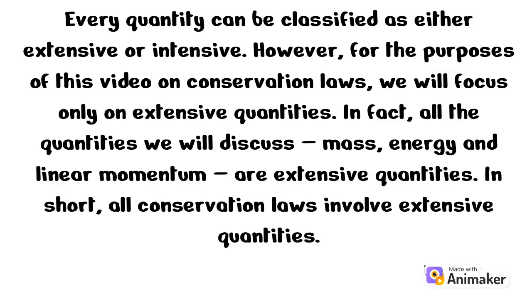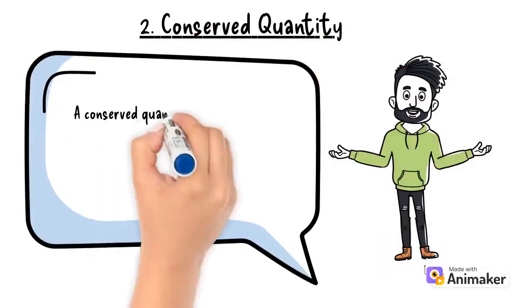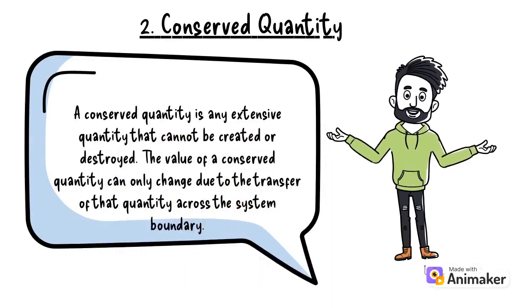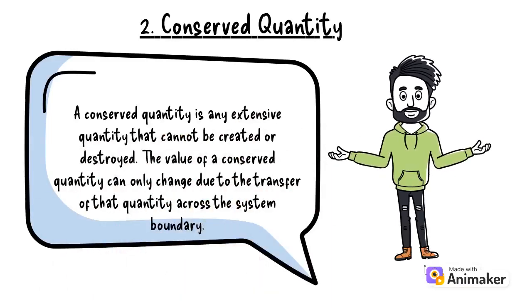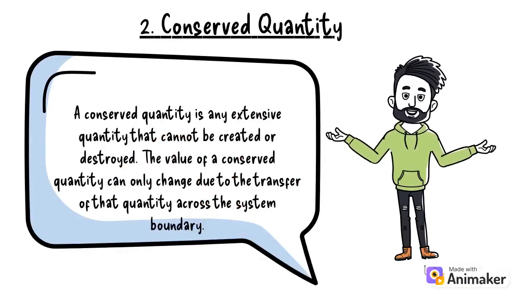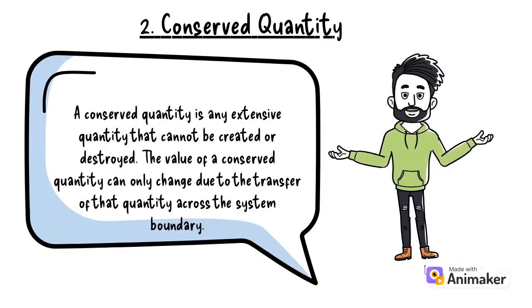The second concept we need to look at before going to conservation laws is a conserved quantity. A conserved quantity is any extensive quantity that cannot be created or destroyed. The value of a conserved quantity can only change due to the transfer of that quantity across the system boundary.